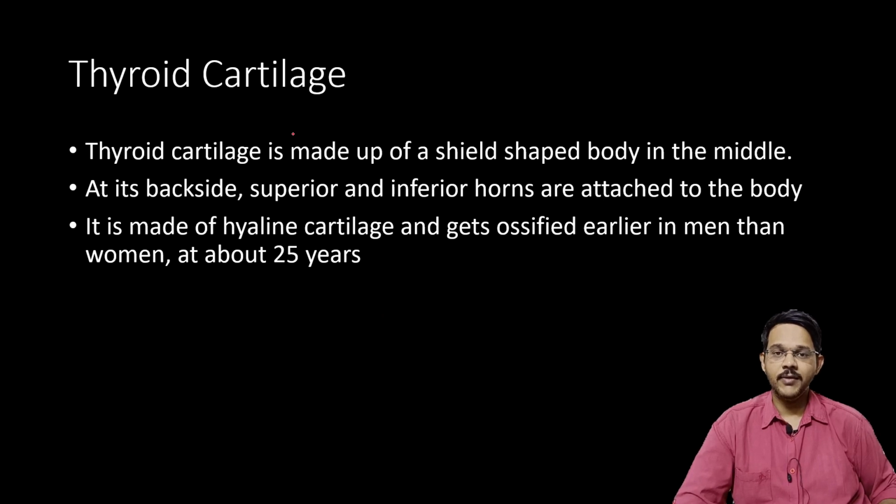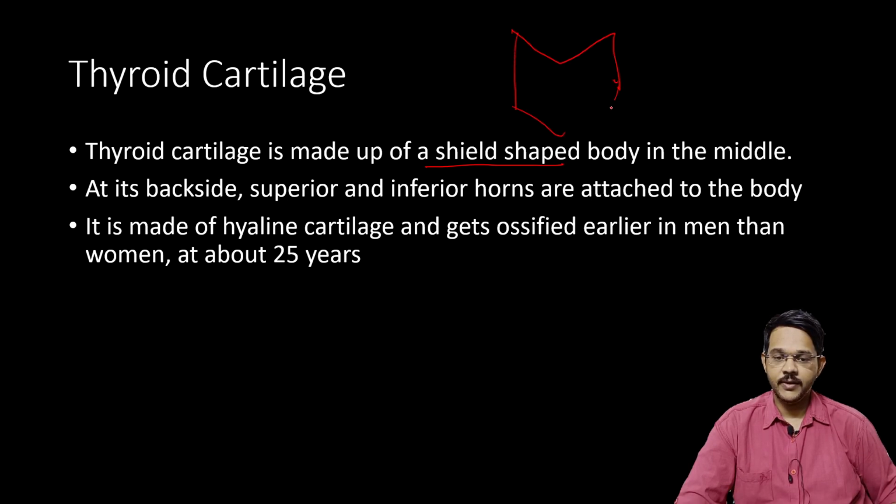Now coming to the thyroid cartilage. The thyroid cartilage is made up of a shield-shaped body with a notch in the middle. At its backside, there are inferior horns attached to the body. So usually it is a shield-shaped cartilage with inferior horns present.